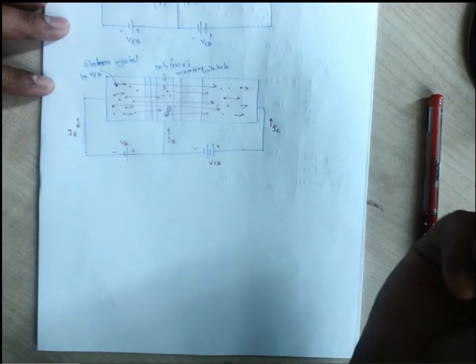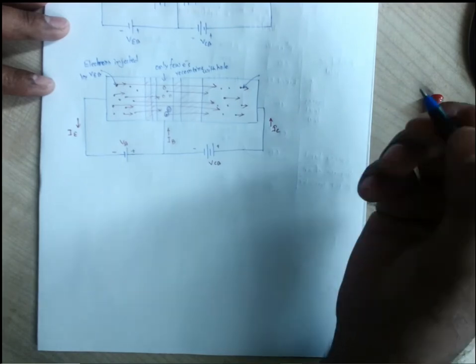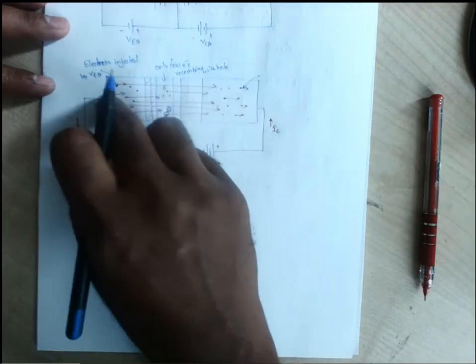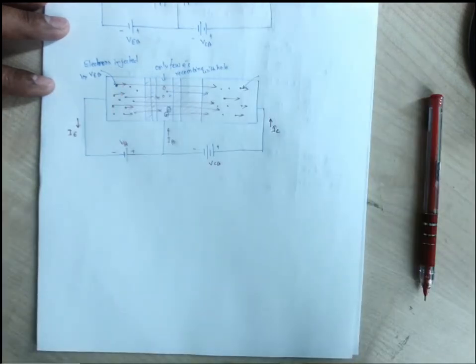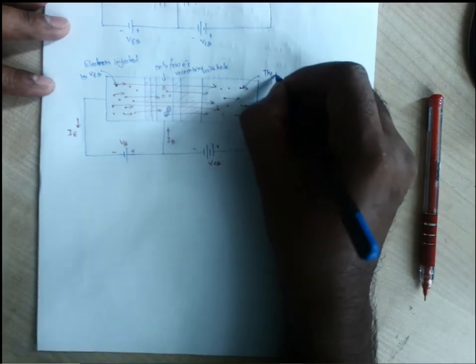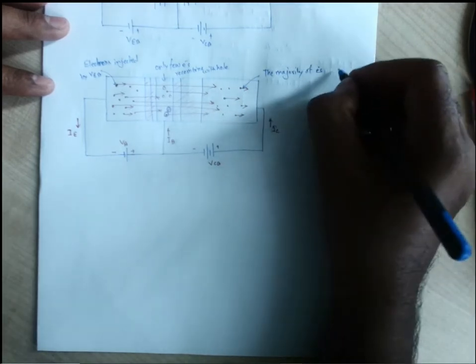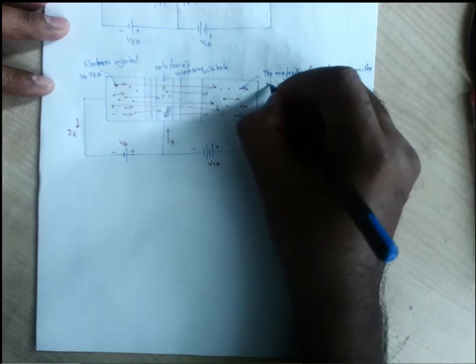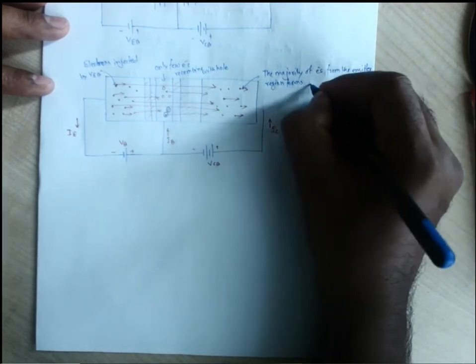This is where the recombination takes place, and here the majority of the electrons from the emitter region form the collector current, because these electrons come from the emitter, reach here, and are taken away by the reverse bias of the collector region. So the majority of electrons from the emitter region form the collector current IC.